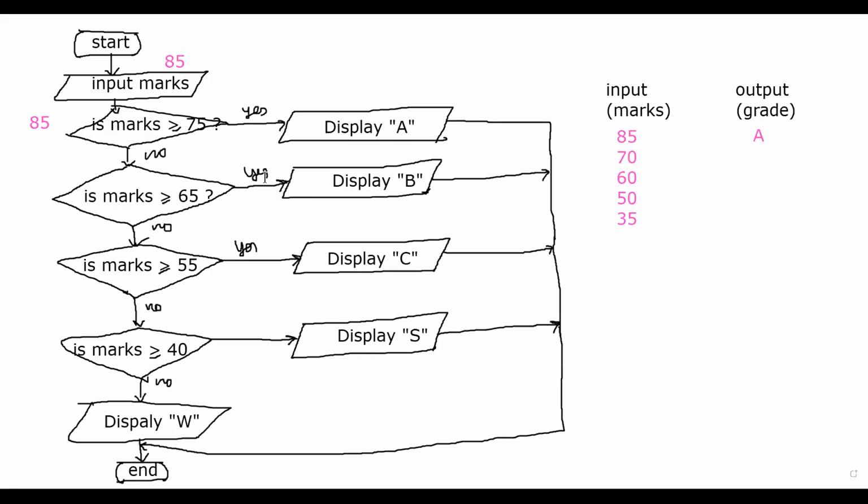Now let's try 75 or 70. So let me put 70 here. First of all, you check 70. Is it greater than 75? No. Then you come here. You check whether the 70 is greater than 65. Yes. Then it displays B. So that means this is B.